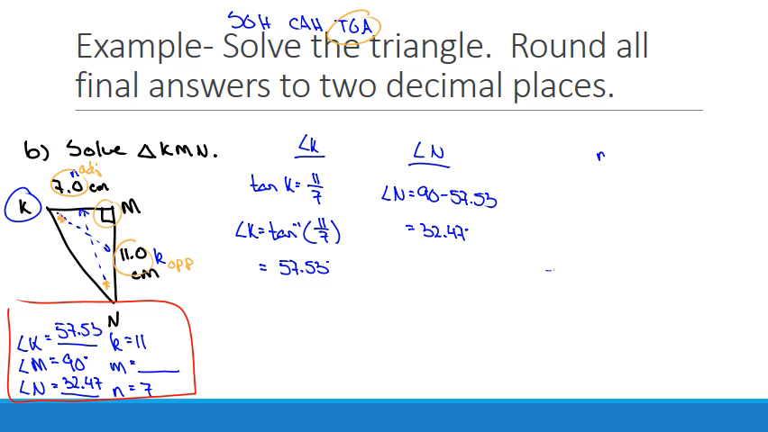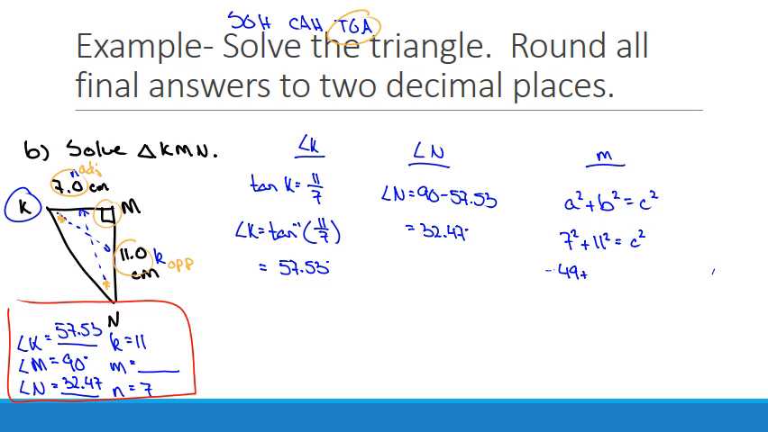Now this side M. And for side M, again, I have 2 out of 3 sides in a right triangle, so I'll use Pythagoras. So a squared plus b squared equals c squared. It doesn't matter. I could make A the 7, or I could have made leg B the 7. Doesn't matter how you name them, as long as the legs are in the leg positions. So 7 squared plus 11 squared equals c squared.